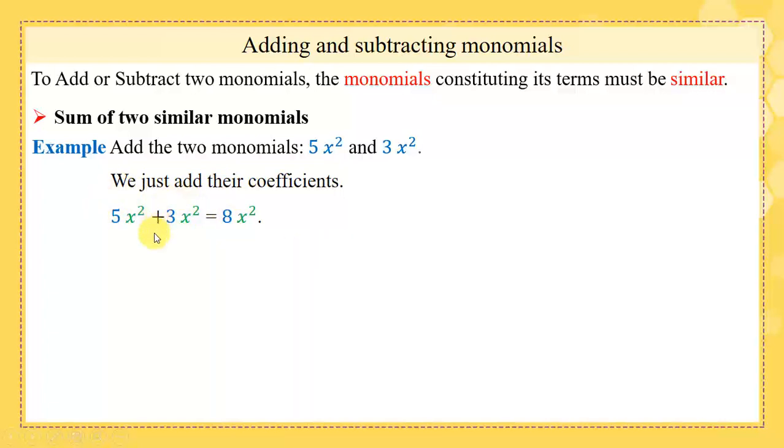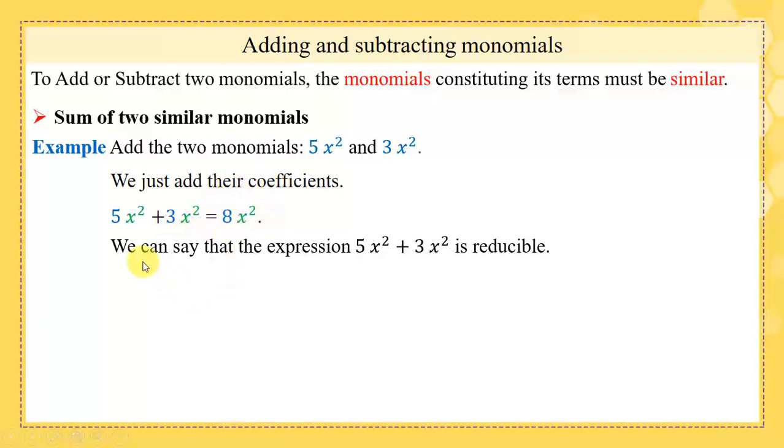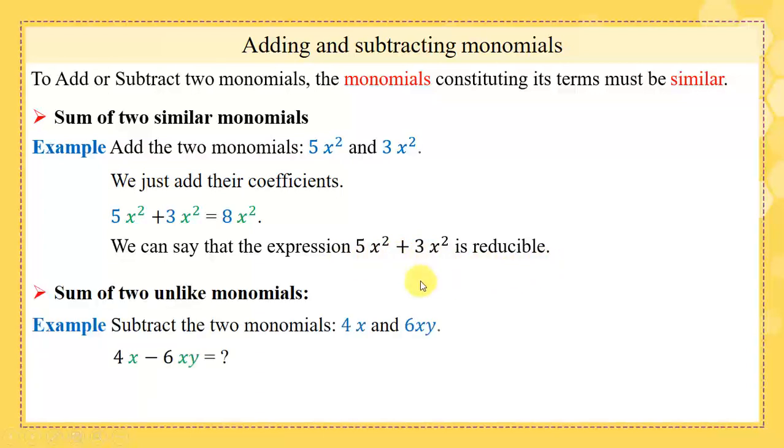5x squared plus 3x squared, we add 5 to 3 to get 8. We keep the same literal part without any change. The result of addition of two similar monomials is another monomial. So we can say that the expression 5x squared plus 3x squared is reducible.